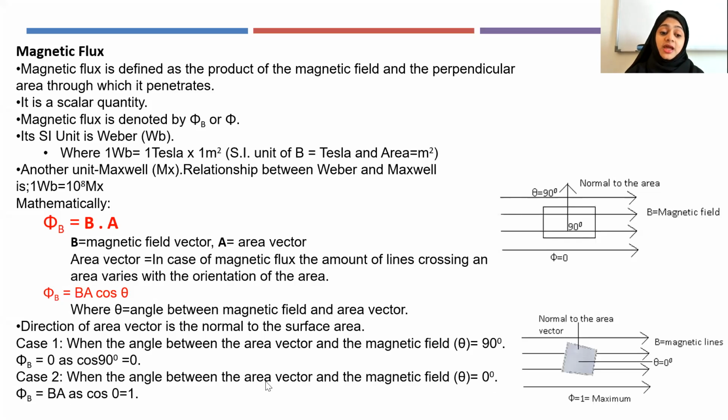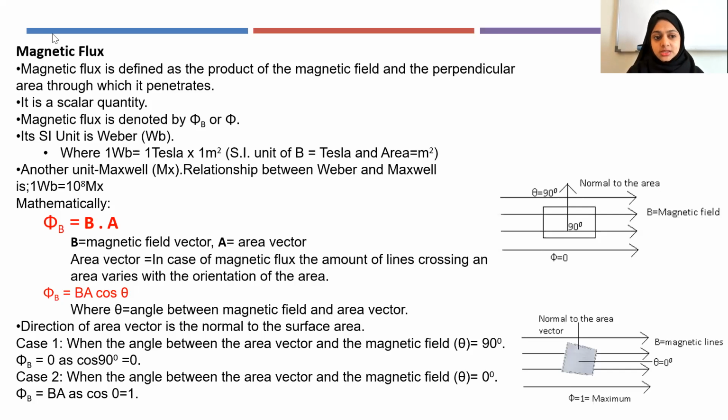So here, when the angle between the area vector and magnetic field is 0, suppose I keep the surface or the coil in this direction. The magnetic field is going like this. So all the magnetic field lines will pass through the surface, right? And what will be the angle between the magnetic field, which is in this direction, and the area vector, which is perpendicular, so it's in the same direction as the magnetic field? Therefore the angle between them will be 0. All the field lines will be going through this area, and the magnetic flux is maximum. So this is case 2.